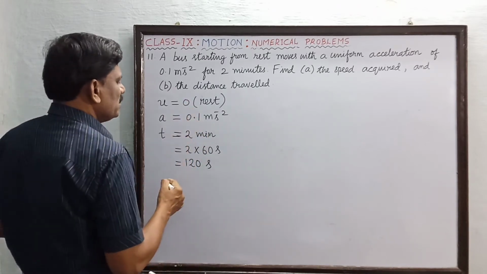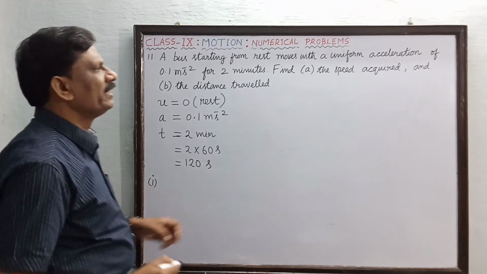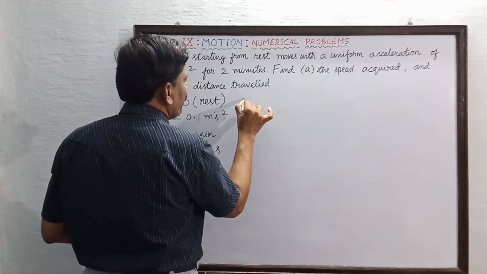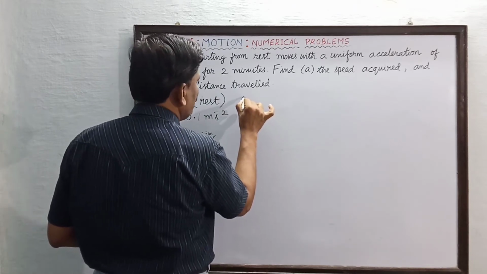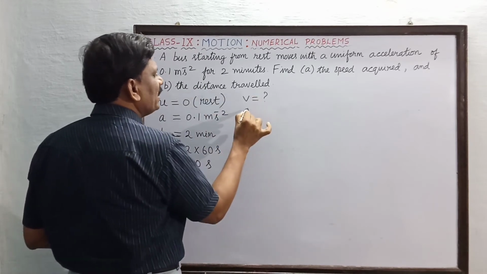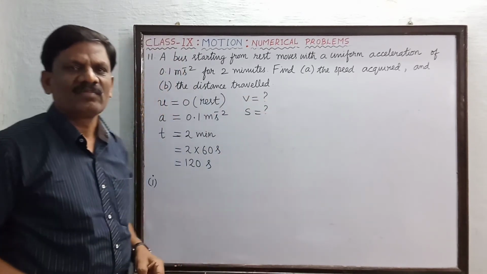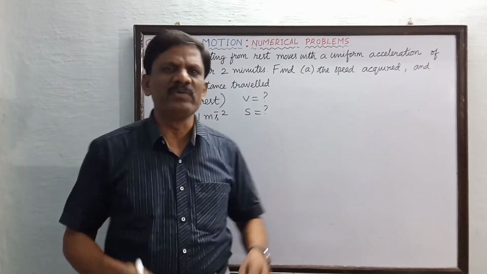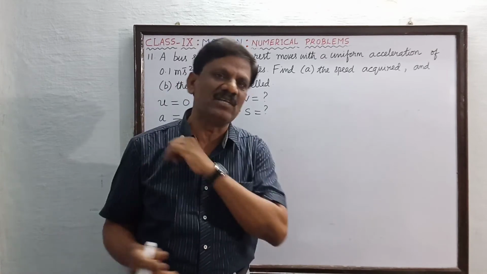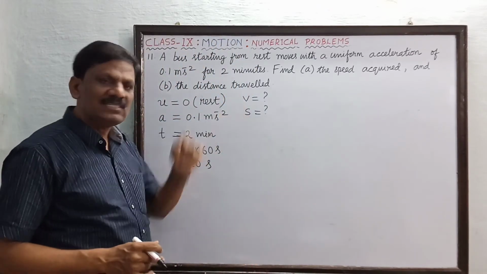And in the subdivision 1, what is asked here? Find the speed acquired. So the final velocity v is to be determined. And in the second subdivision, distance travelled s has to be determined. So in any numerical problem, you have to read again and again till you understand what is given and what has to be determined.